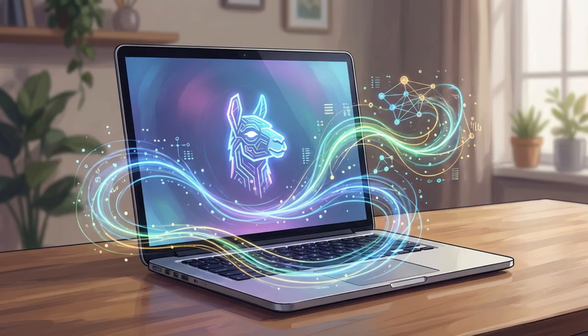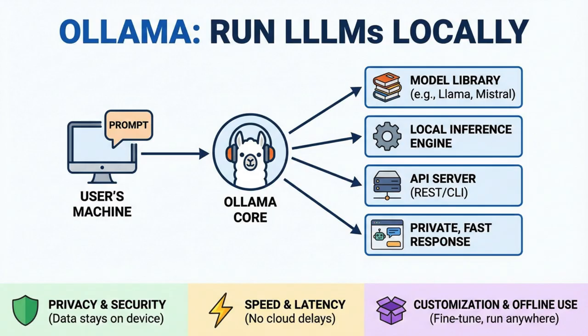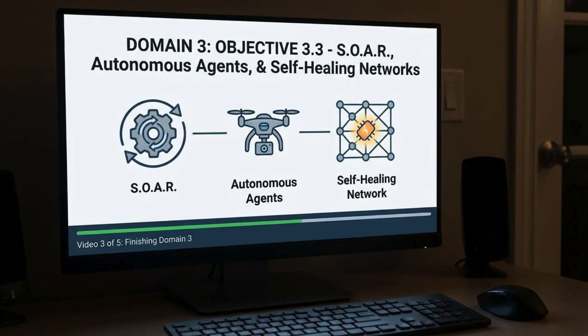And for the privacy-focused analyst, you need to know Ollama. Ollama is a tool for running local LLMs. Why is this on a security exam? Because you cannot upload your firewall logs to ChatGPT. That is a data leak. You use Ollama to run a model like Llama 3 locally on your laptop, so the sensitive data never leaves your network. So, we have the tools.